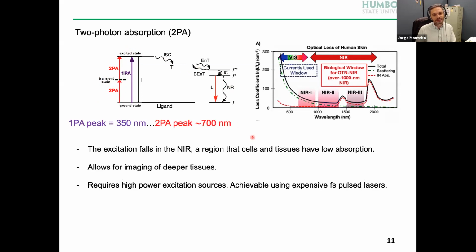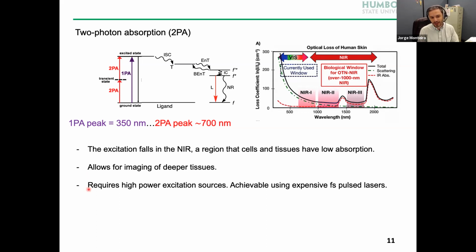So now all of a sudden, if you have a 1-photon absorption peak at 350 deep in the UV, the 2-photon absorption peak is going to be half of the energy or double of your wavelength. So now you move all the way to the biological window, for example, 700. So with that, all of a sudden, with the same compound, the excitation now falls in the NIR, deep penetration, low absorption by cells and tissues, and that allows for imaging of deeper tissues.